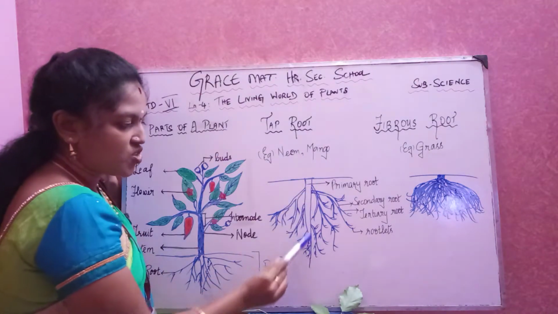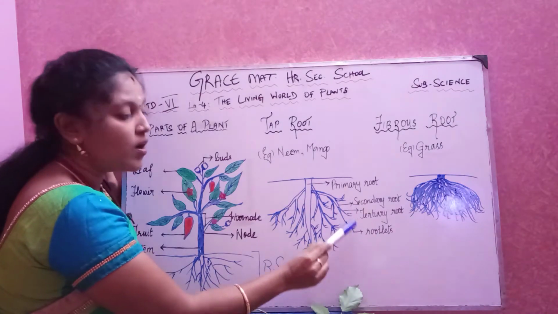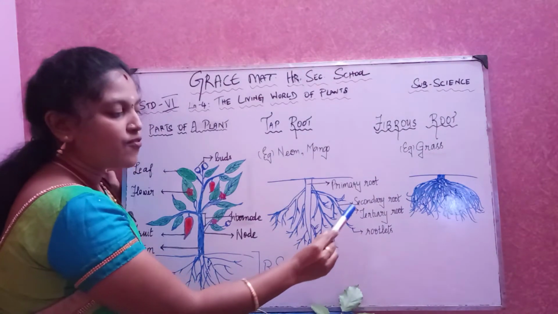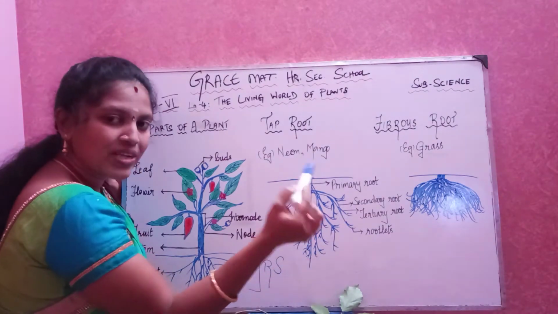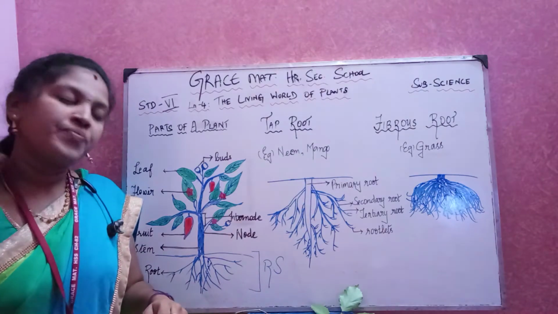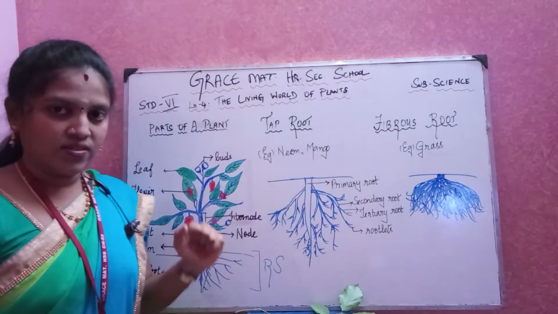Okay, so first it is the primary root. From the primary root you could see the secondary root. From the secondary root you could see the branched out tertiary root. From the tertiary root you could see the small rootlets. Are you all clear, children? Yes. Okay, next, what is the fibrous root system?